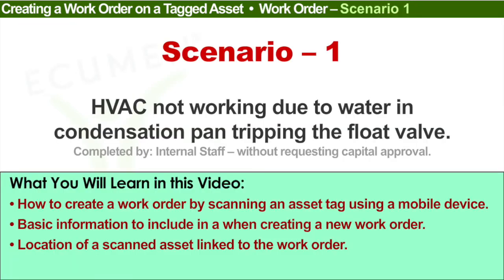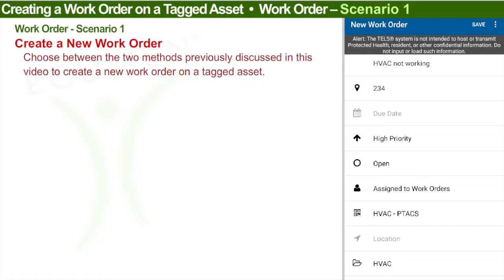Scenario 1, HVAC not working due to water in condensation pan. What you're going to learn in this video is how to create a work order by scanning an asset tag using a mobile device, and the location of a scanned asset inside a work order. Now that you know the 2 methods of scanning to create a work order, either create a work order now or inside the work order you're already in.